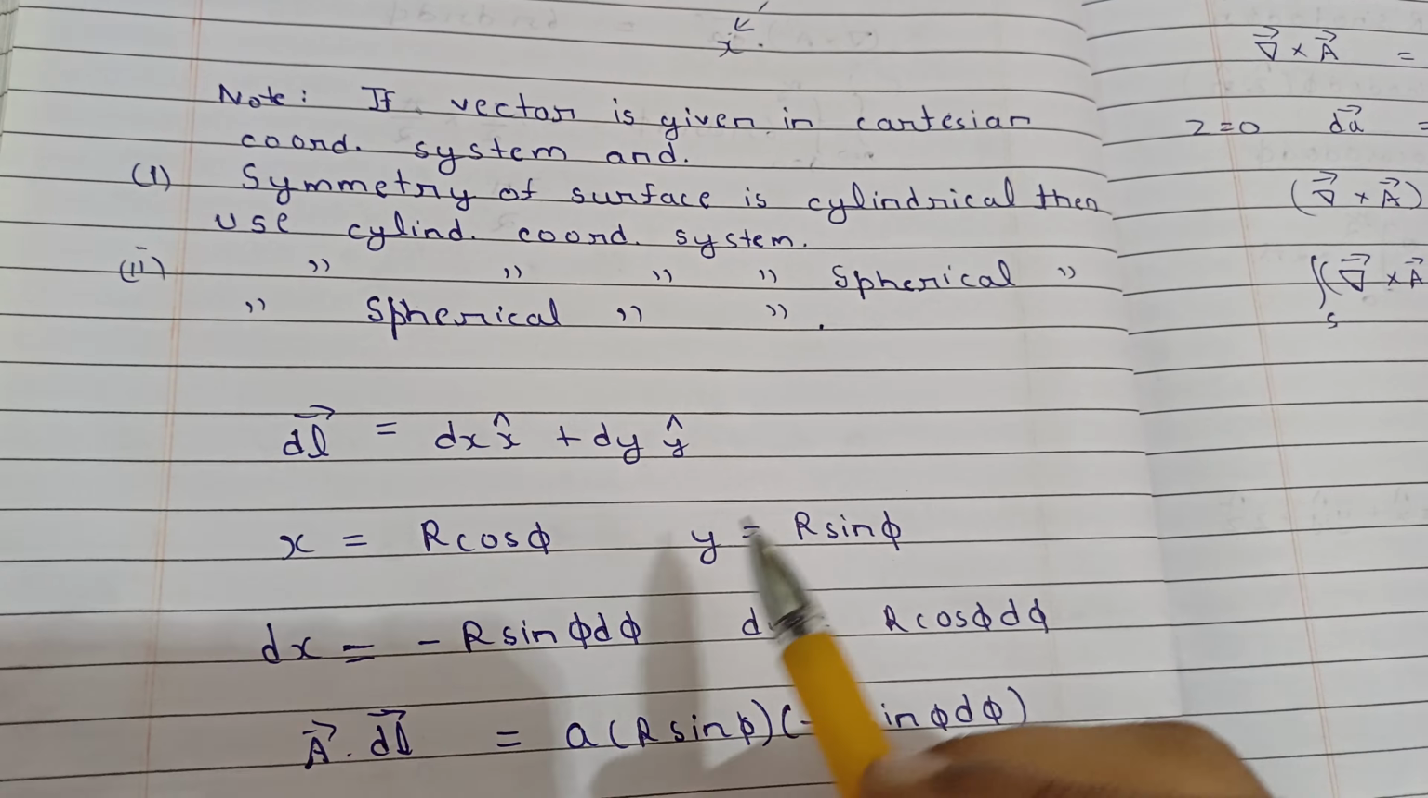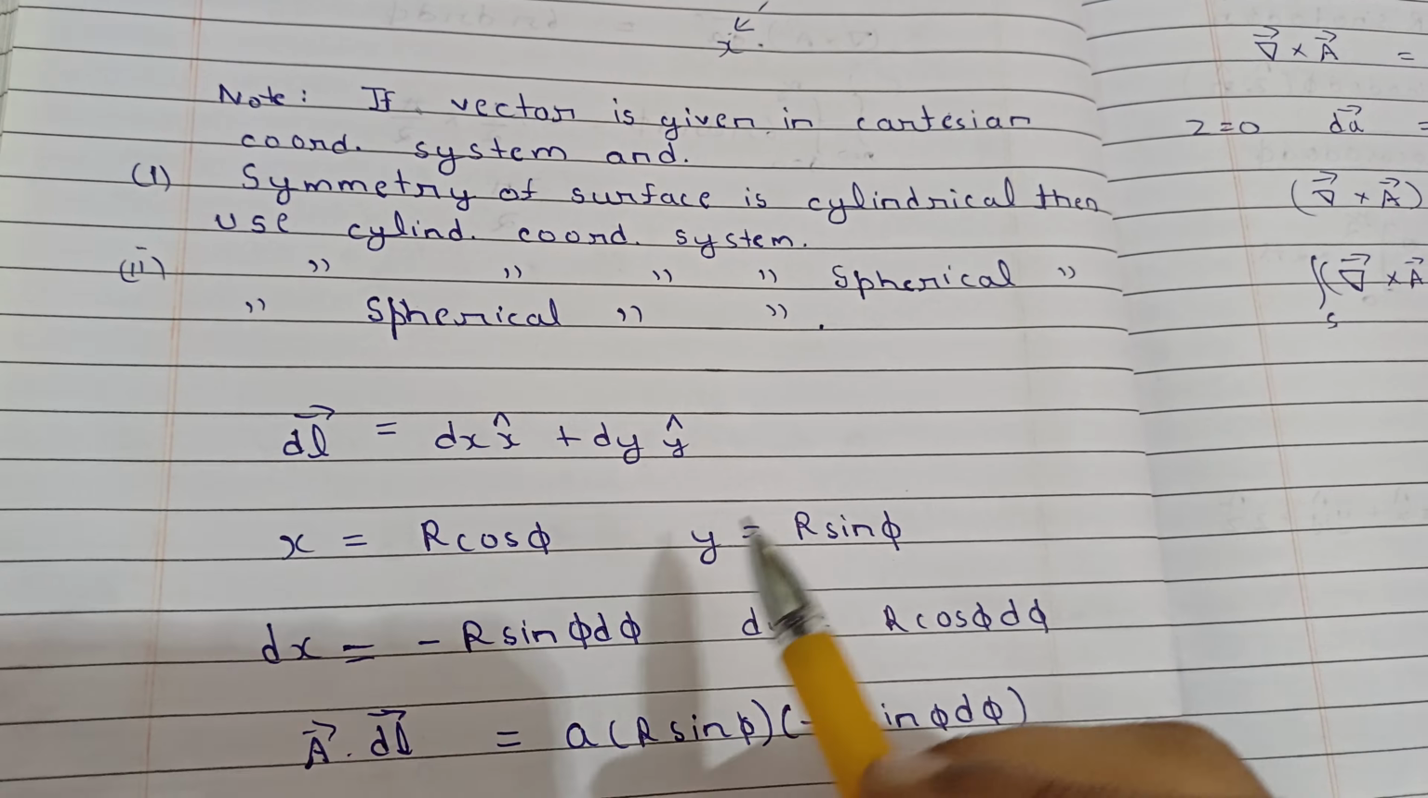Now see, you need to verify Stokes theorem, so you need to find a dot dl. So this is a complete circle. So a dot dl is this. So a is this. So how can you find it? Now in place of y, what can you write? In place of y you will write r sin phi. In place of dy you will write r cos phi d phi. In place of dx you will write minus r sin phi d phi.